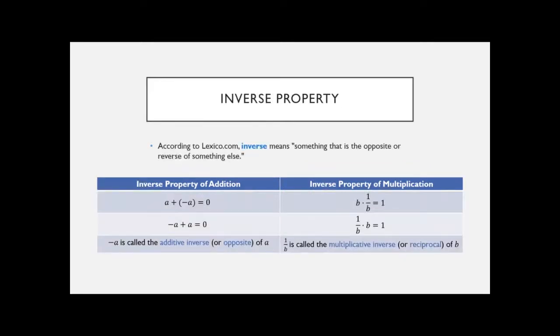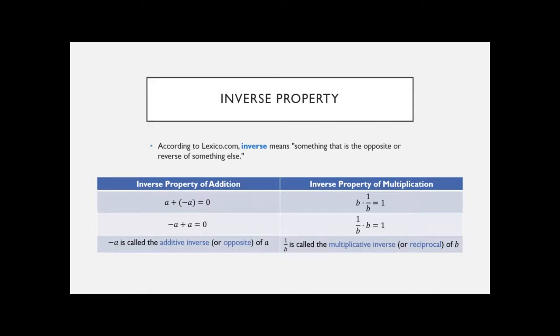And so we've got the inverse property. Lexico.com is just an online dictionary, and if you look up the word inverse, it says something that is the opposite or reverse of something. Basically, you can think of it as something that undoes something. You did something and then it reverses what you just did. It undoes what it was.